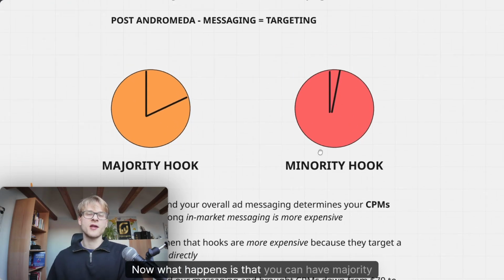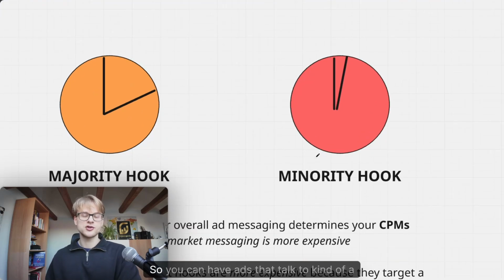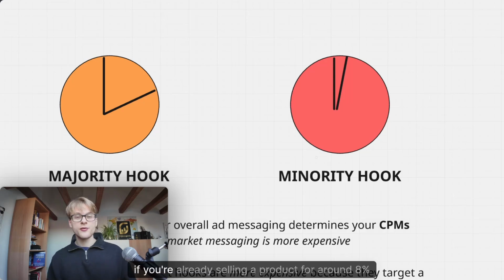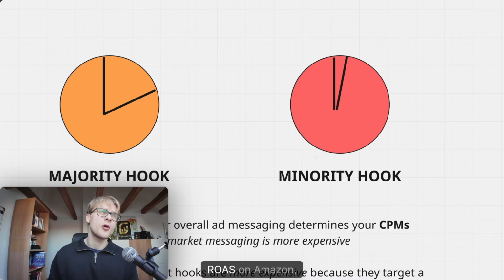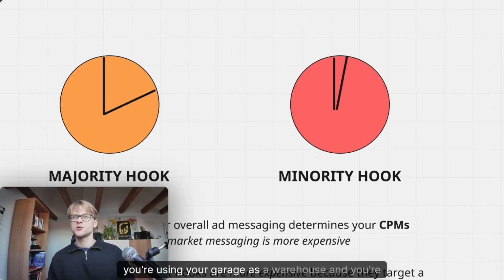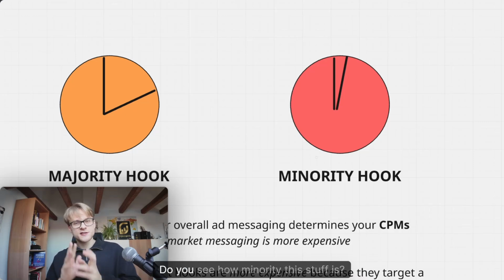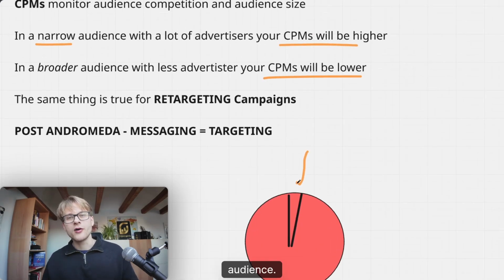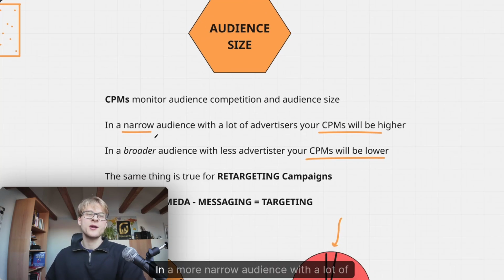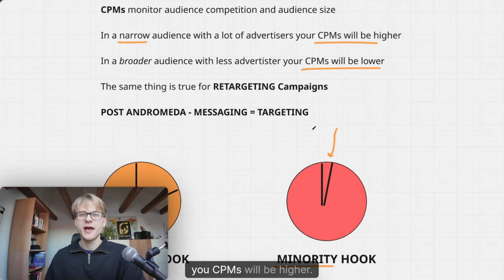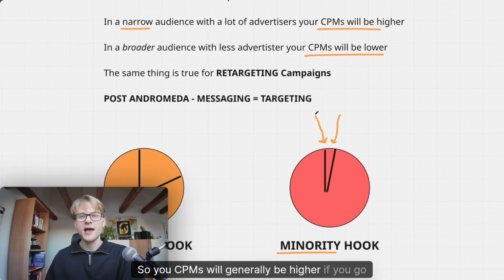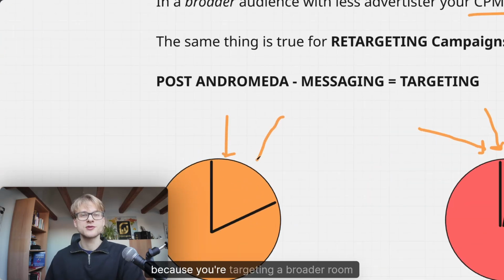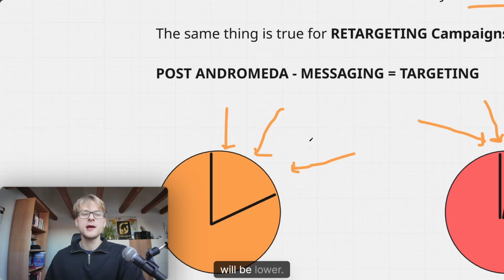Now, what happens is that you can have majority hooks and you can have minority hooks. So you can have ads that talk to kind of a majority by the way they are built, and ads that go something like, if you're already selling a product for around 8% ROAS on Amazon, you're using your garage as a warehouse, and you're looking for a way to scale with AI software, do you see how minority this stuff is? Okay, you will target a more narrow audience, okay? And what will happen, what did we just talk about? In a more narrow audience with a lot of advertisers, your CPMs will be higher. So your CPMs will generally be higher if you go with minority hooks. But if you go with a broader hook and a broader messaging, your CPMs, because you're targeting a broader room, will be lower.